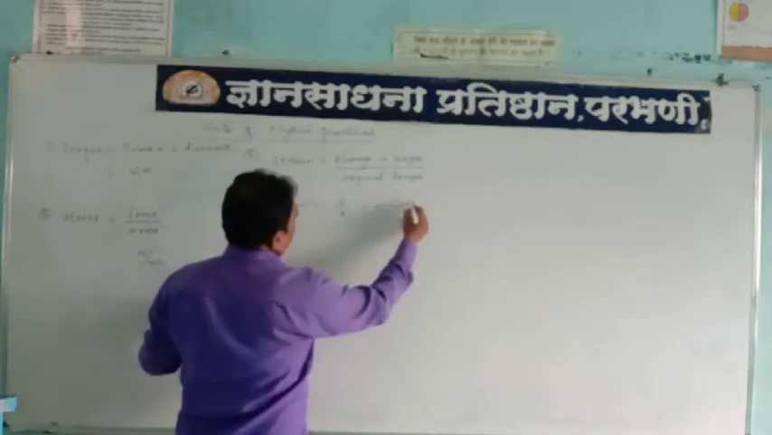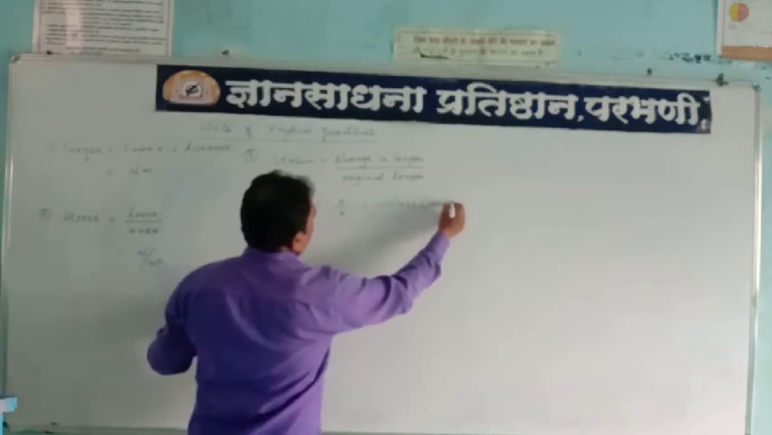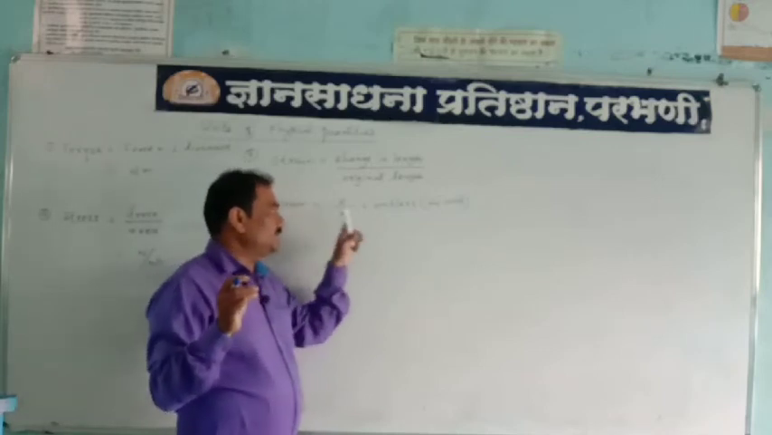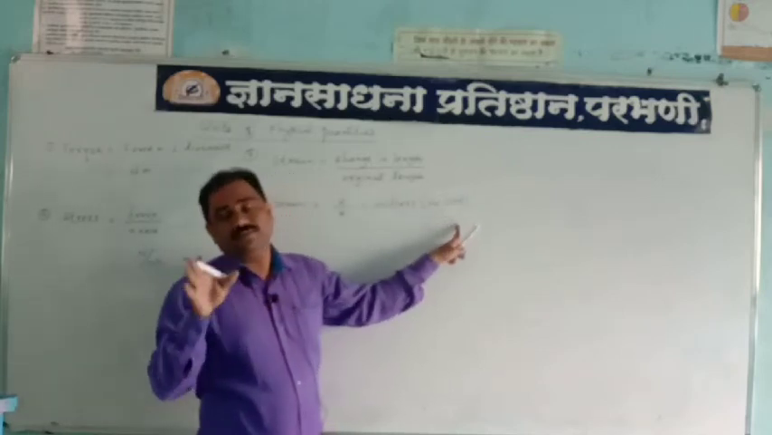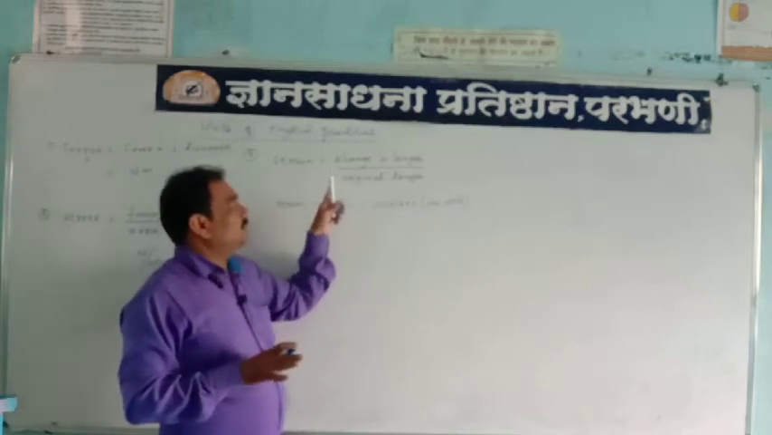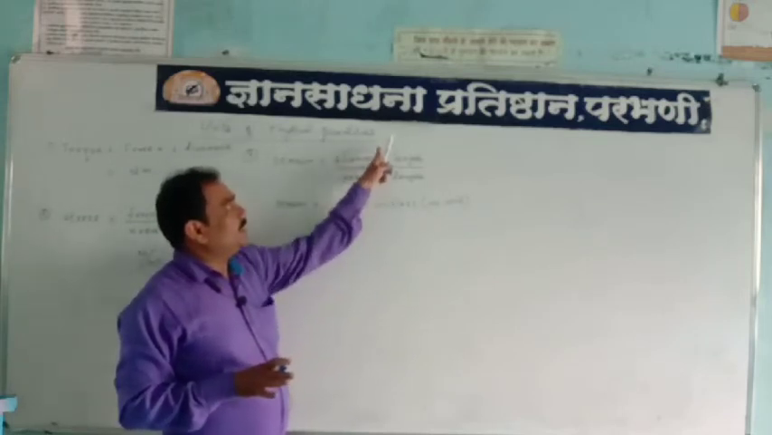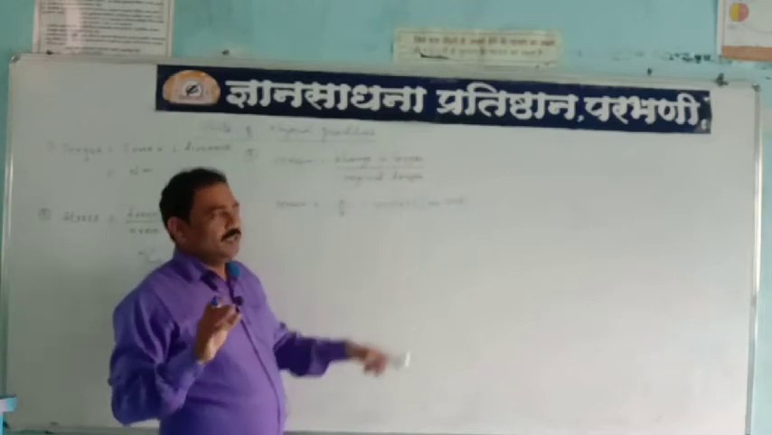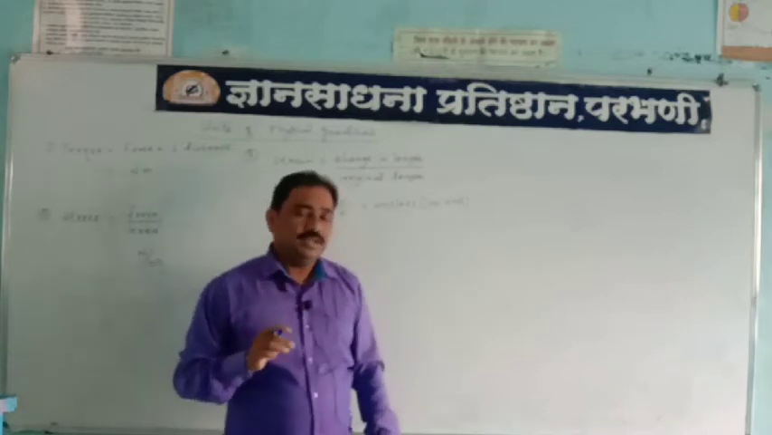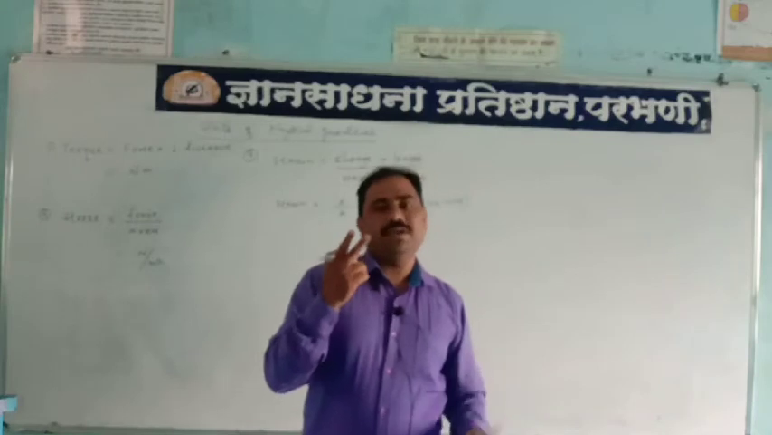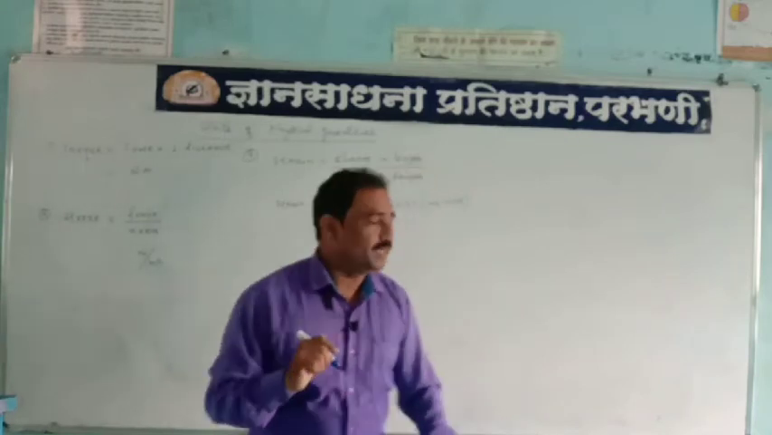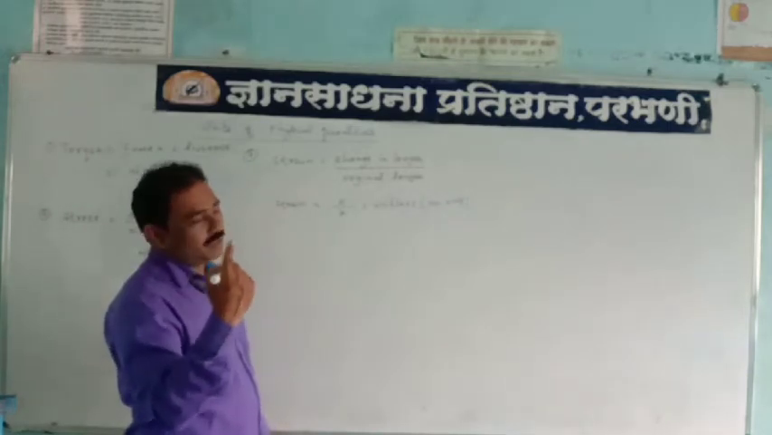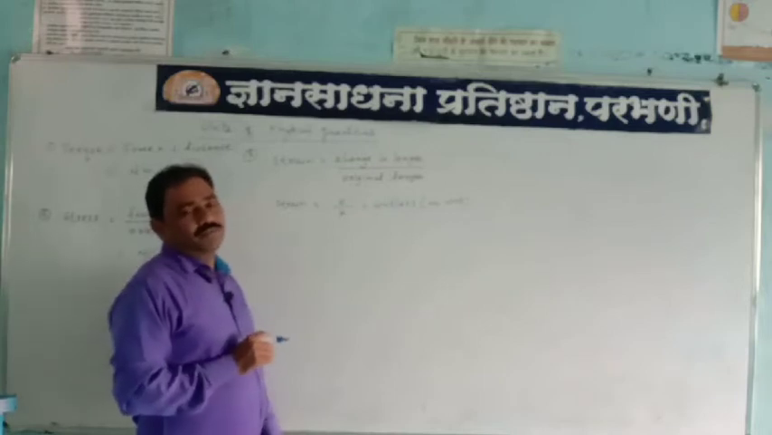Strain is a physical quantity which is unitless, or we can say it has no unit. What is the reason behind it? Because at the numerator there is length, and at the denominator there is also length. If a physical quantity is the ratio of two similar quantities, then it is unitless, meaning it will be just a number. So L and L get cancelled, we get a number, and a number is always unitless.